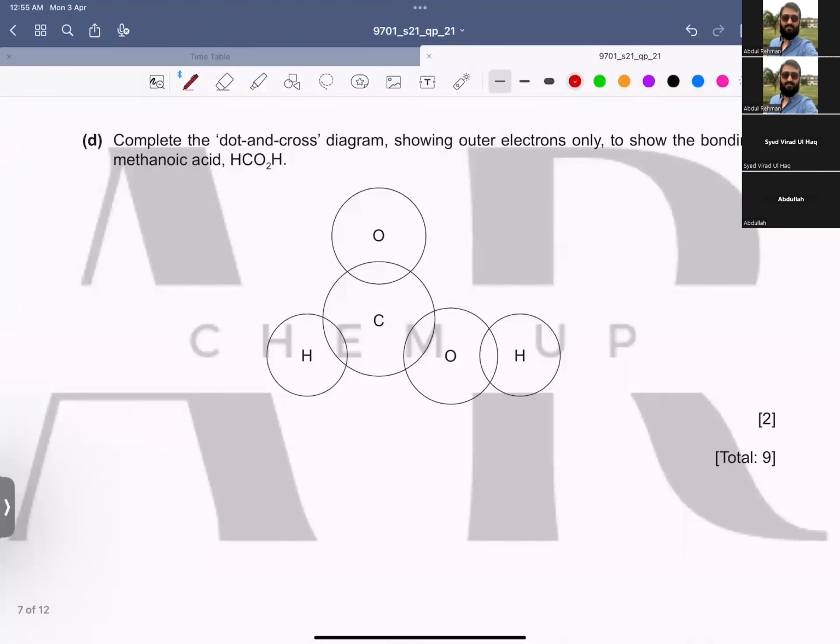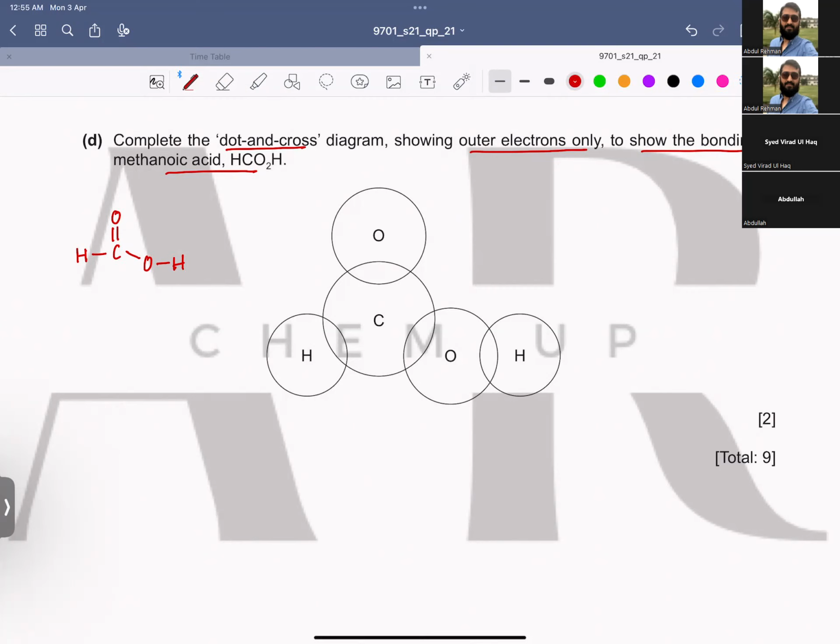Okay. Complete the dot and cross diagram showing outer electrons only to show the bonding in methanoic acid. So if anybody has any difficulty in this, you can first draw the displayed formula, and displayed formula will help you to identify the number of bond pairs between each atom.